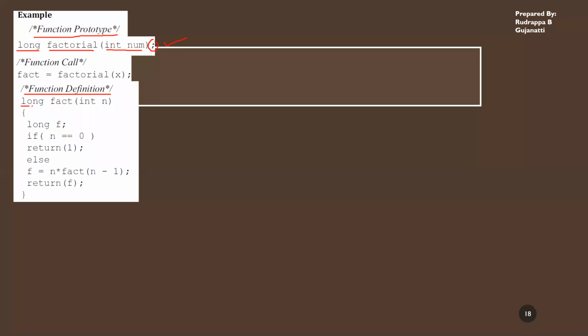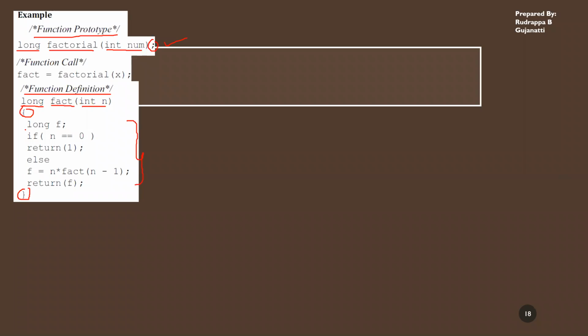So here you can see that we have the return type, which is long. FACT is the name of the function, and int n is specifying that this function is accepting one parameter which is of the type integer, and within the braces you are putting in the statements of what you want to perform.